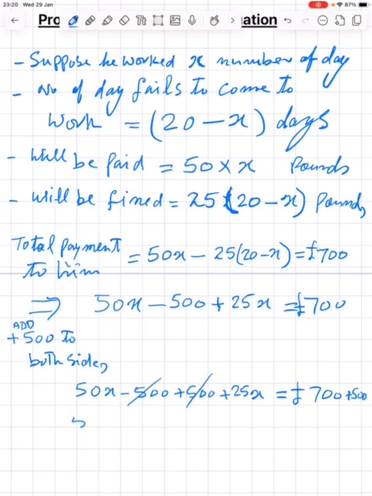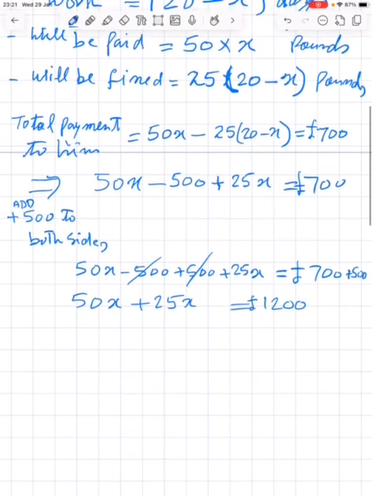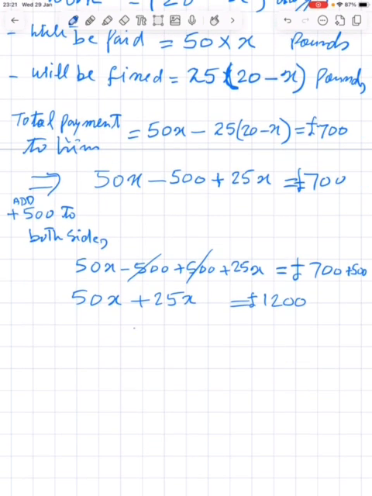So we're left with 50x plus 25x equal to 700 plus 500, which is 1200. Now 50x and 25x will be 75x, and that is equal to 1200.